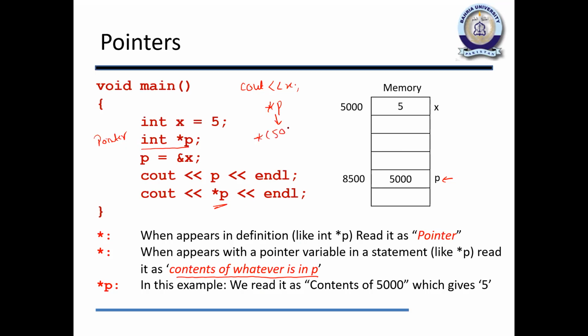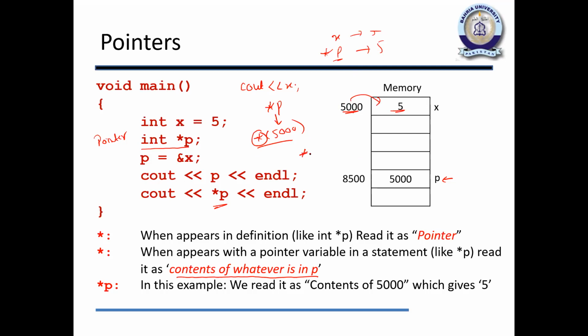So in order to understand, in the beginning, you can do something like this. Because p is 5000, so I can write it like this just for understanding purposes. So you have to read it as contents of 5000. Now, where is 5000? This is 5000. What are the contents of 5000? 5. So it means if I write this star p, this will give me value 5. So this is another way of accessing the value, which is an indirect way. I can directly access the value of x, which is 5, but I can also access the same value using this contents of operator. You have to read it as contents of.